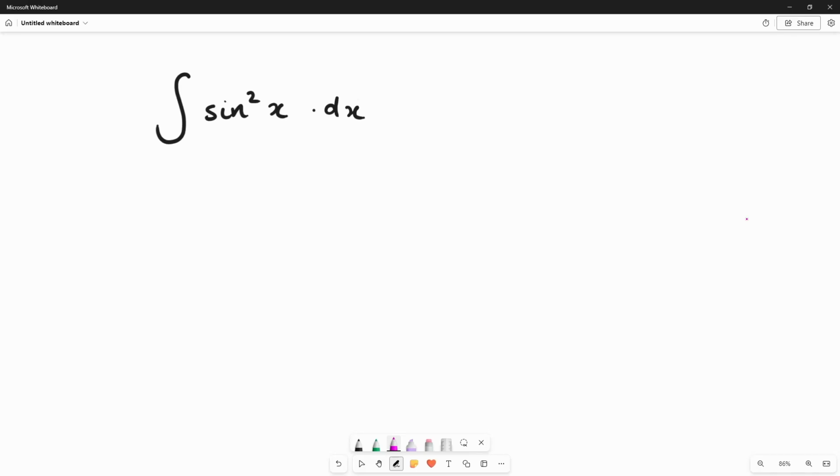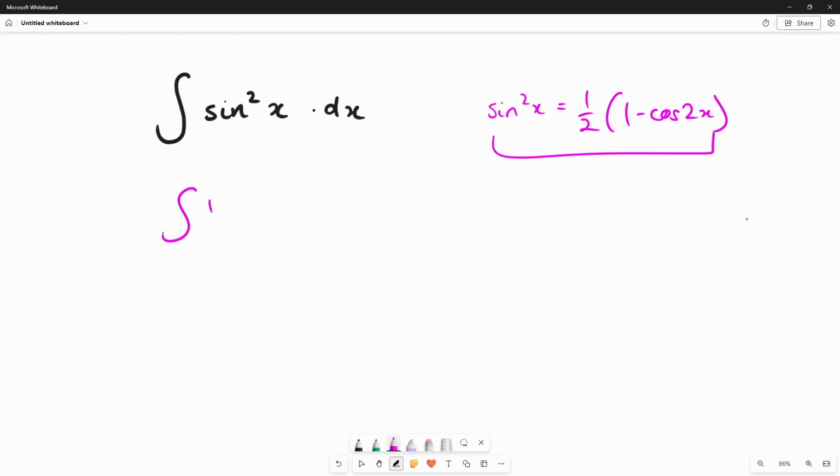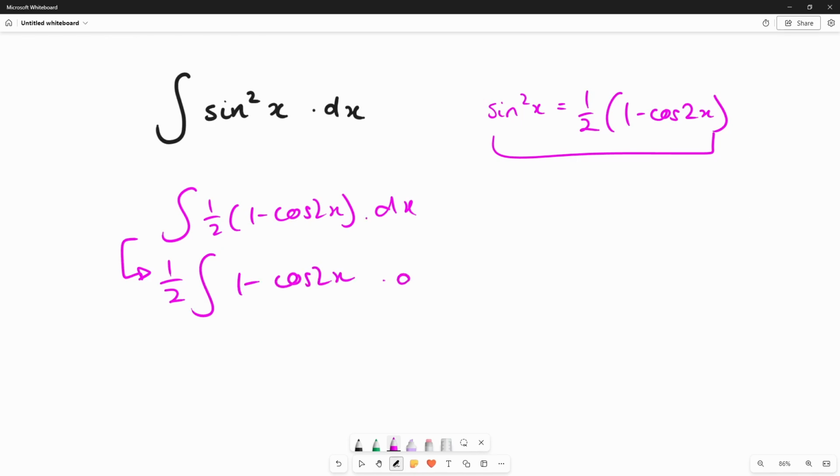Integrating sine squared x. So remember the trigonometric identity sine squared x equals half lots of 1 minus cos 2x. We'll substitute this into our integral and we'll get half lots of 1 minus cos 2x dx. We'll quickly factorize out a half from that and we'll get the nice integral 1 minus cos 2x dx.